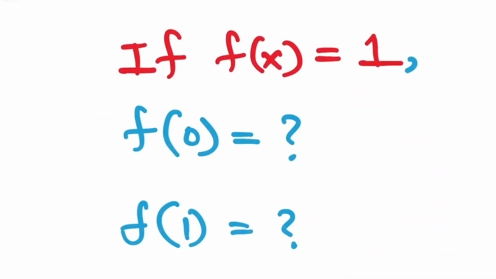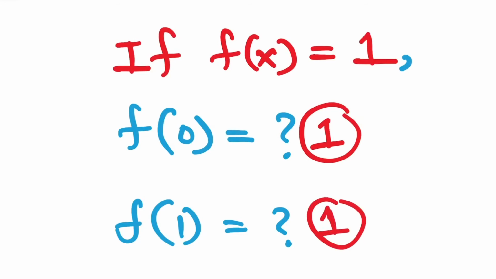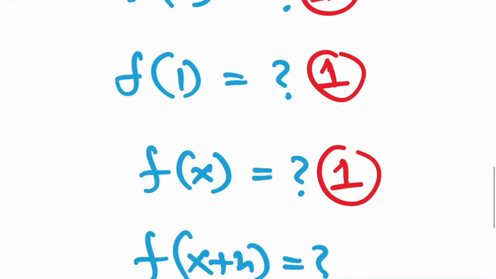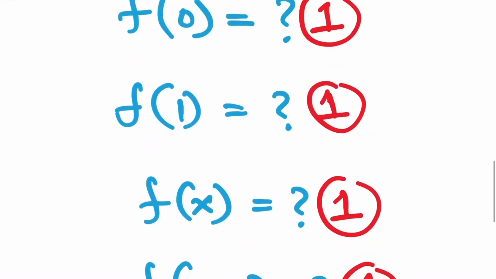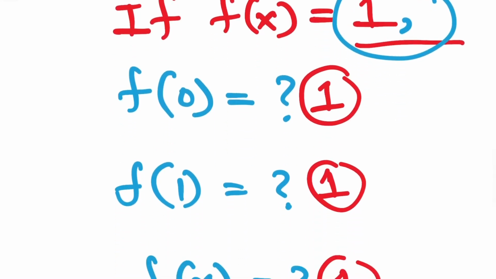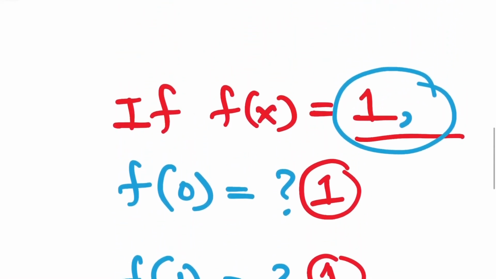x is equal to 1. What is f of 0? Well, f of 0 is going to be 1. What is f of 1? f of 1 is also going to be 1. What is f of x? f of x will also be 1. What is f of x plus h? That's also going to be 1. Okay? Why? Because we do not have any x term here. So no matter what the input value is, the output value will always be 1 for this specific problem.